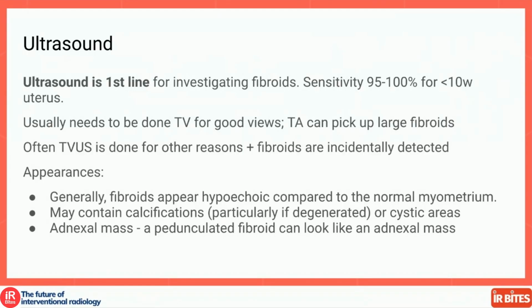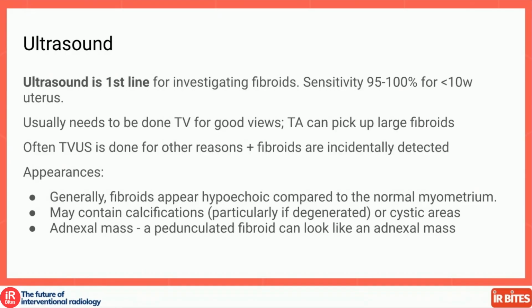So if someone's presenting with heavy bleeding and you think they've got a subserosal fibroid, now subserosal fibroids are less likely to present with bleeding. So it's always worth thinking in the back of your mind, is there something else to explain these clinical symptoms? And on ultrasound, they have a very variable appearance.